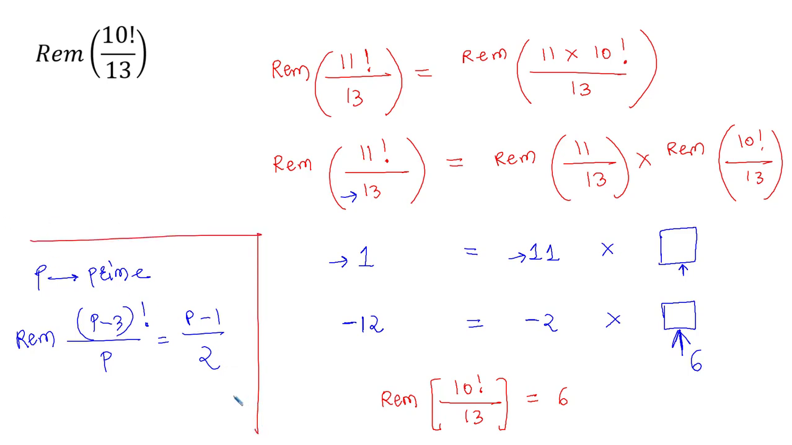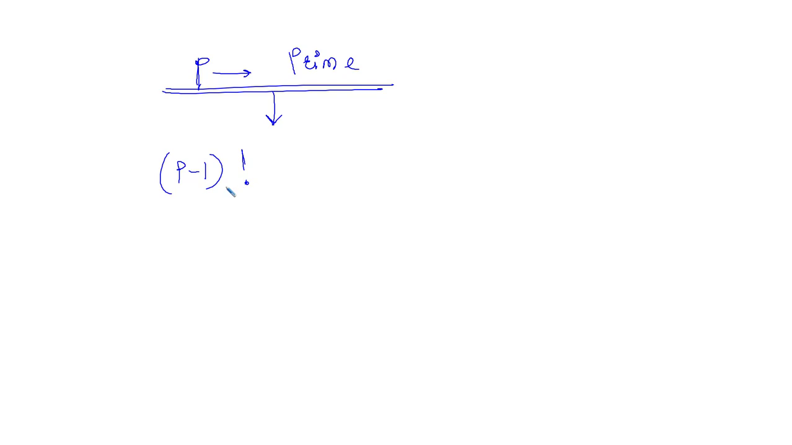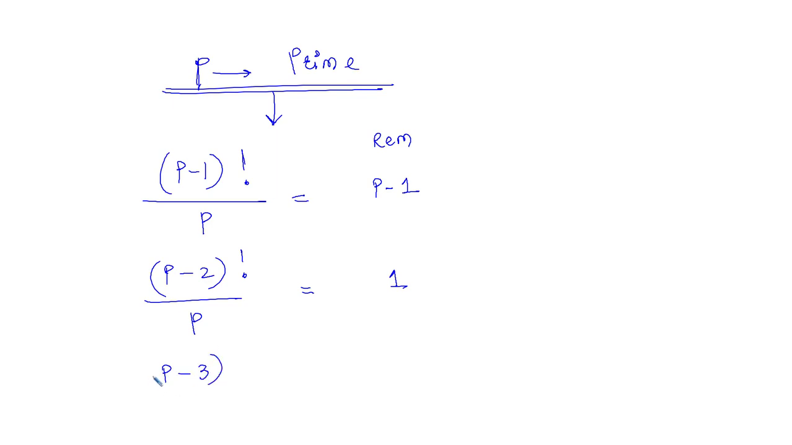So what I will do is write all the 3 rules together. The condition is, if p is a prime number, then the rules are: p minus 1 factorial divided by p, the remainder is going to be p minus 1 itself. p minus 2 factorial divided by p, the remainder is going to be 1. And p minus 3 factorial divided by p, the remainder is going to be p minus 1 divided by 2.